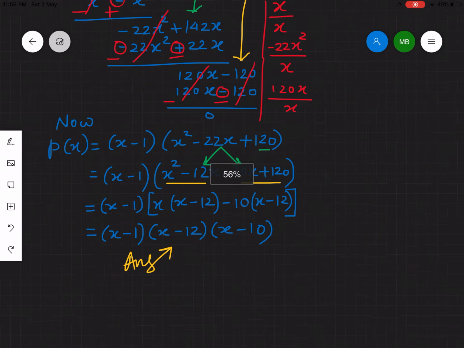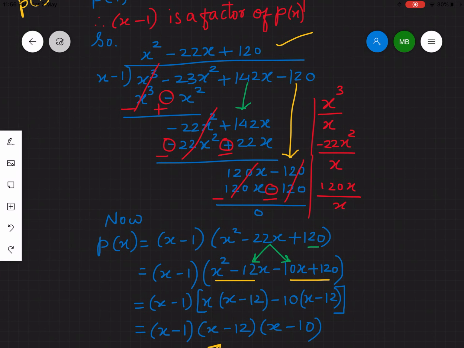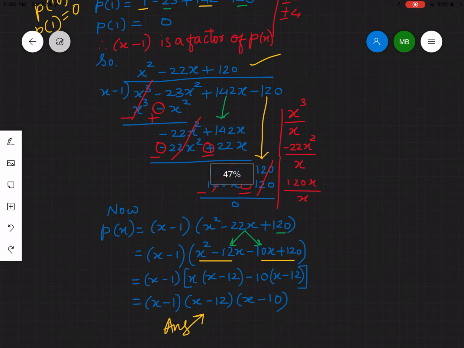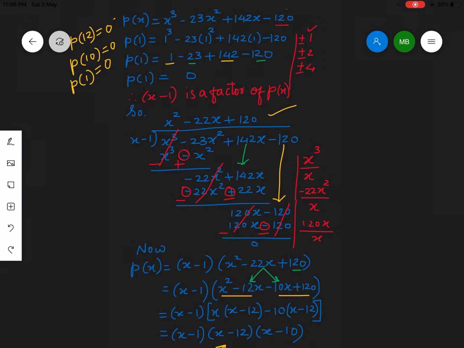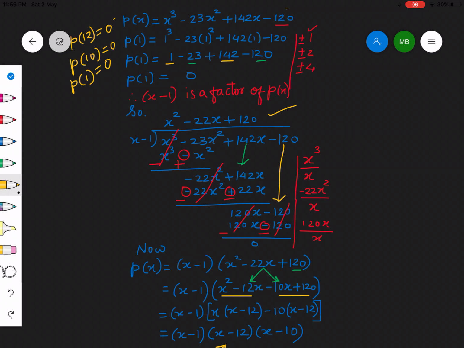So I hope you have understood this factorization. Yes, there is another way to go about it, though it is a bit lengthy but not difficult. Instead of this portion here, where we did long division, we can again go for splitting the middle term. We'll discuss in the next video how to go about splitting the middle term once we find one factor.